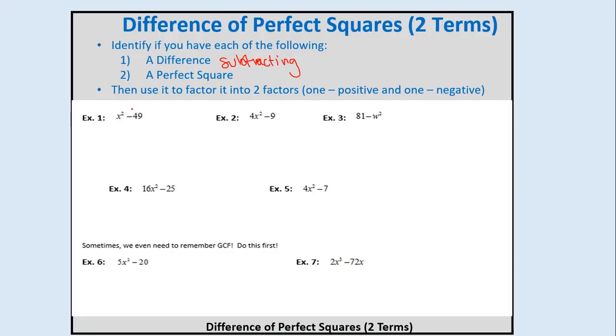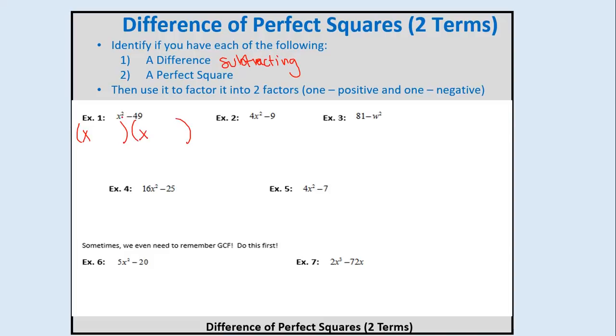So I got x squared minus 49. So first thing I'm going to check, two terms, check that off. It's a difference. We're subtracting. X squared is a perfect square, 49 is a perfect square. So now, here's what I'm going to do. I'm going to make two parentheses. Basically, kind of like trinomial factoring.